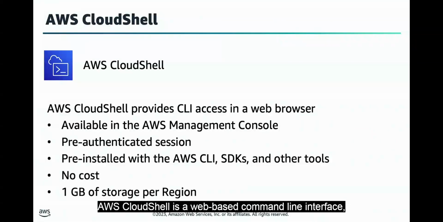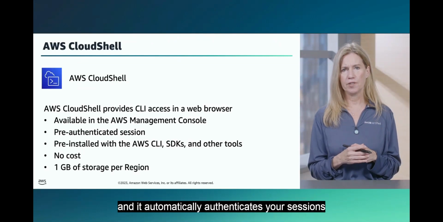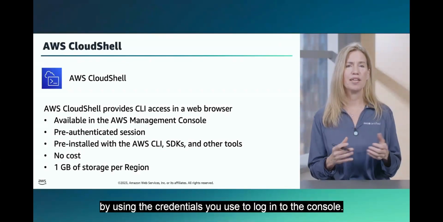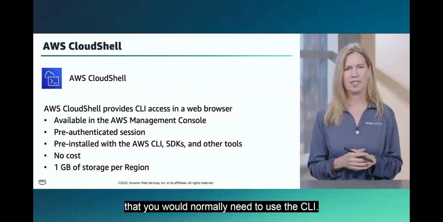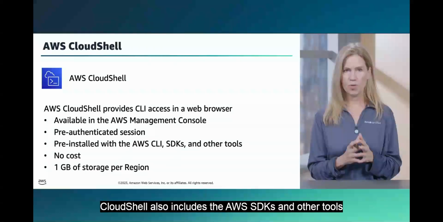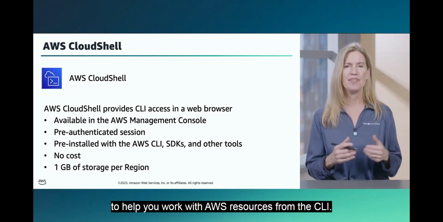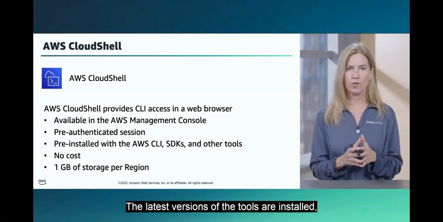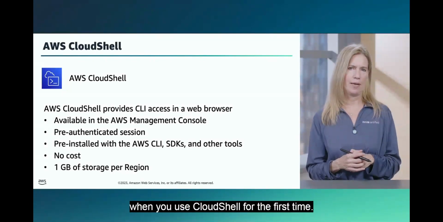AWS CloudShell is a web-based command line interface, and the AWS CLI is pre-installed on it. You can access CloudShell through the console, and it automatically authenticates your sessions by using the credentials you use to log into the console. You don't need to use the authentication keys that you would normally need to use the CLI. In addition to the AWS CLI, CloudShell also includes the AWS SDKs and other tools to help you work with AWS resources from the CLI. The latest versions of the tools are installed, so you don't need to install updates or patches when you use CloudShell for the first time.